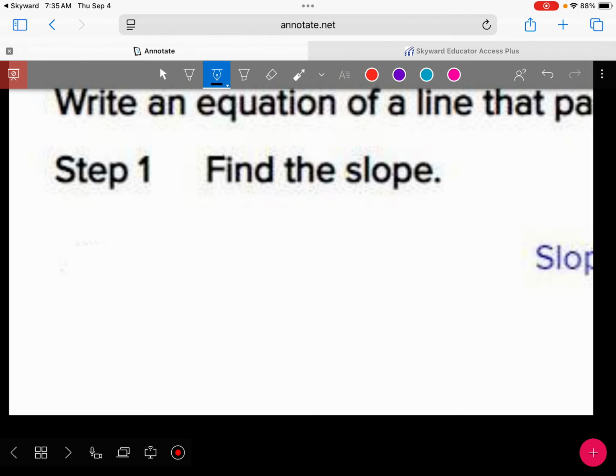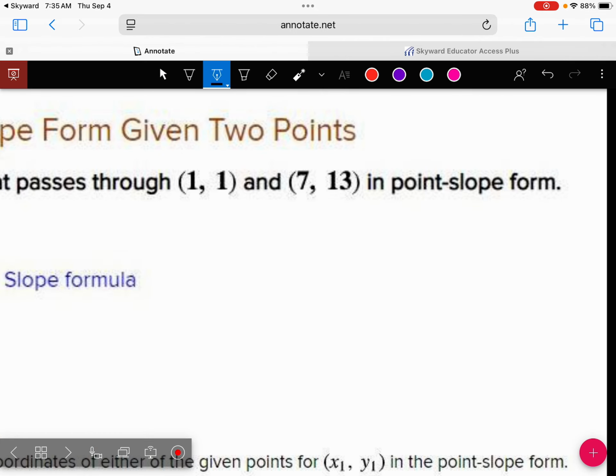So you guys have it written in your books. It's kind of off to the side. I'll put it over here. M equals. And this one says y2 minus y1 over x2 minus x1.